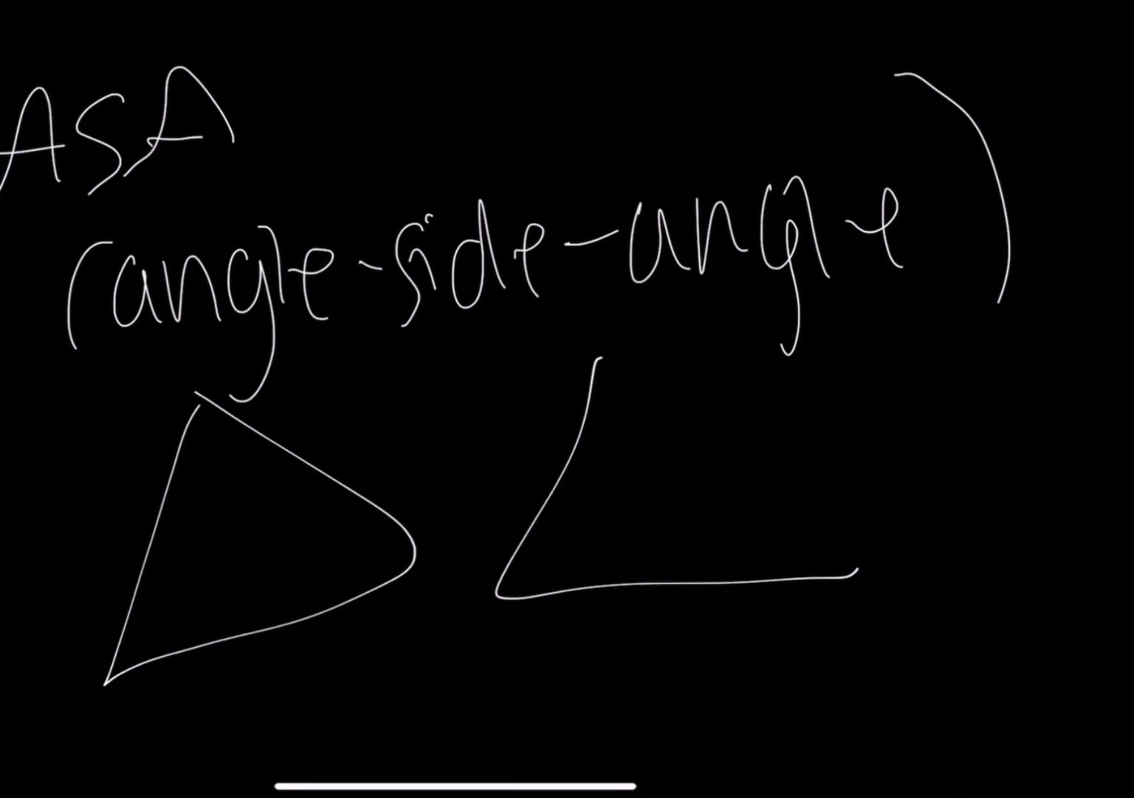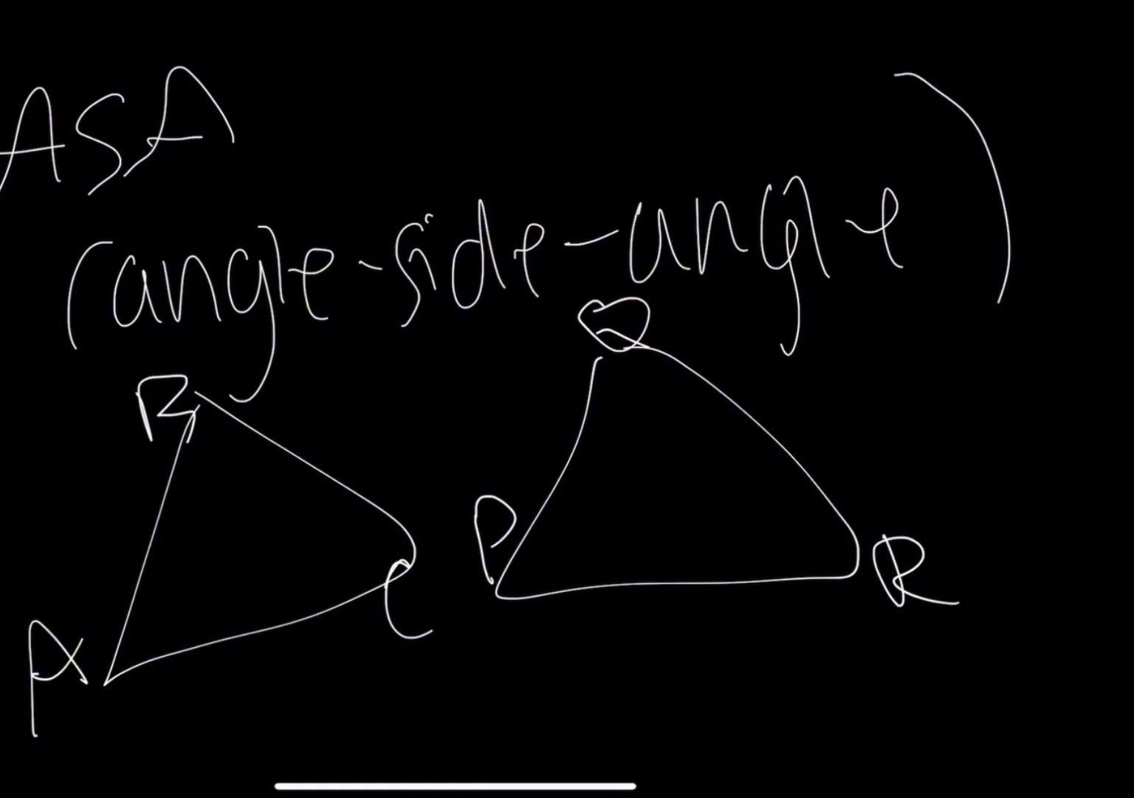Again, I will show another example with triangles ABC and PQR. Let's say angle A is congruent to angle P, angle B is congruent to angle Q, and length AB is congruent to length PQ. Then triangle ABC has to be congruent to triangle PQR.